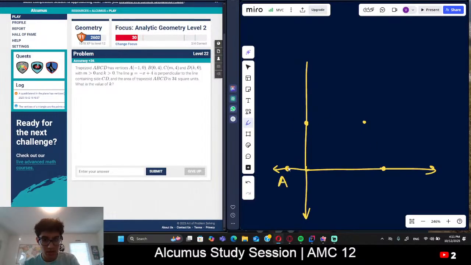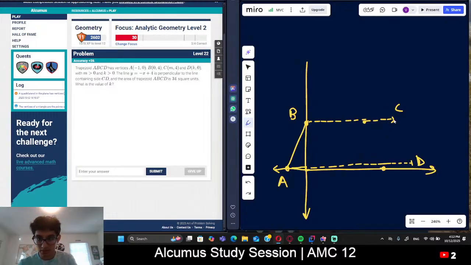So this is A. This is B. We don't know where C is, but it's going to be somewhere along this thing here. So that's C. And then D is going to be somewhere along this line over here. D. The line y equals -x plus 4 is perpendicular to the line containing side C. So then line side C has to have a slope of 1. Right, the slope has to be 1. Right, so that -1 is perpendicular. Okay. So then the plus 4 doesn't really concern us.